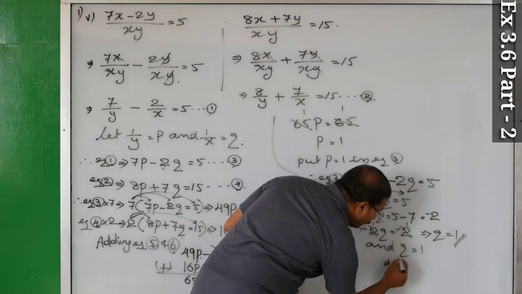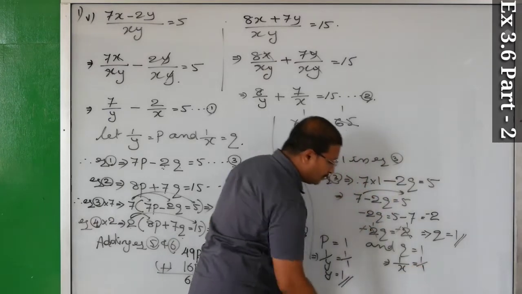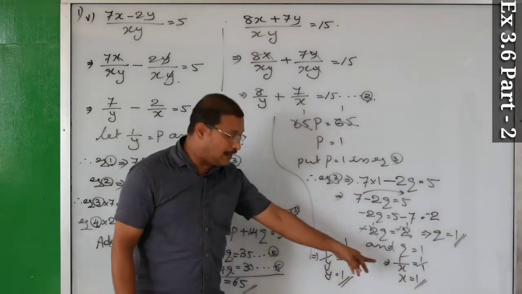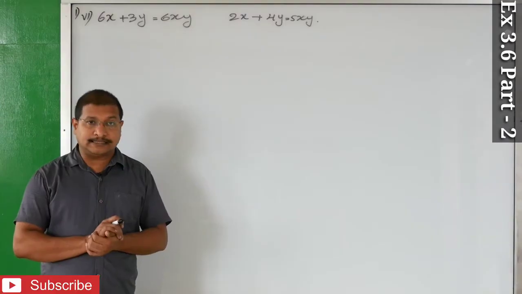Here in place of q, what you can write? 1 by x equals 1. 1 means 1 by 1. When you cross multiply, you will get x equals 1. That means x equals 1 and y equals 1. Ready? Let's see the next question. Let's see question number 6.